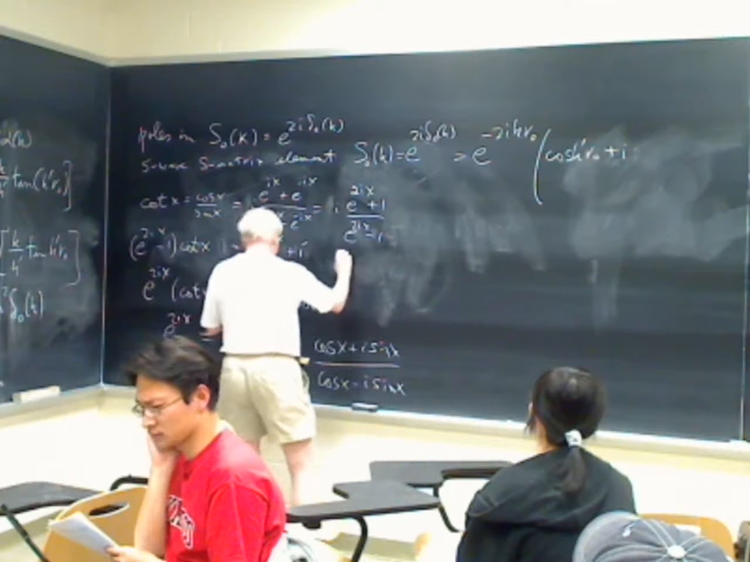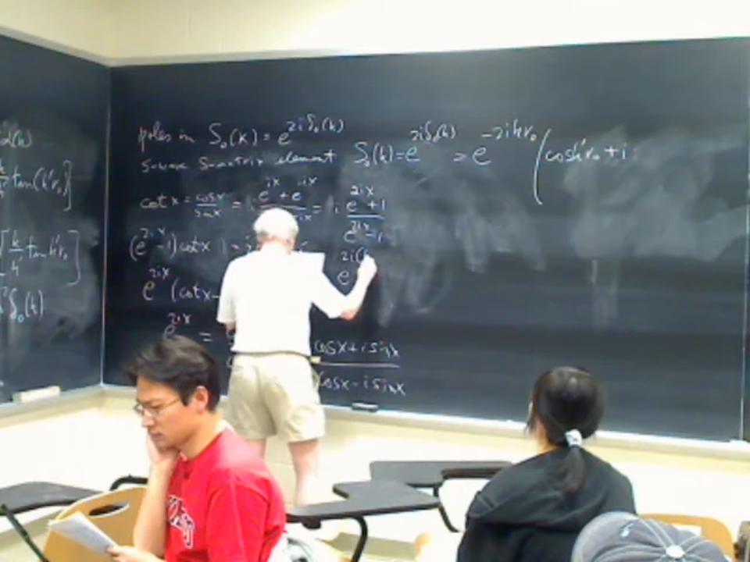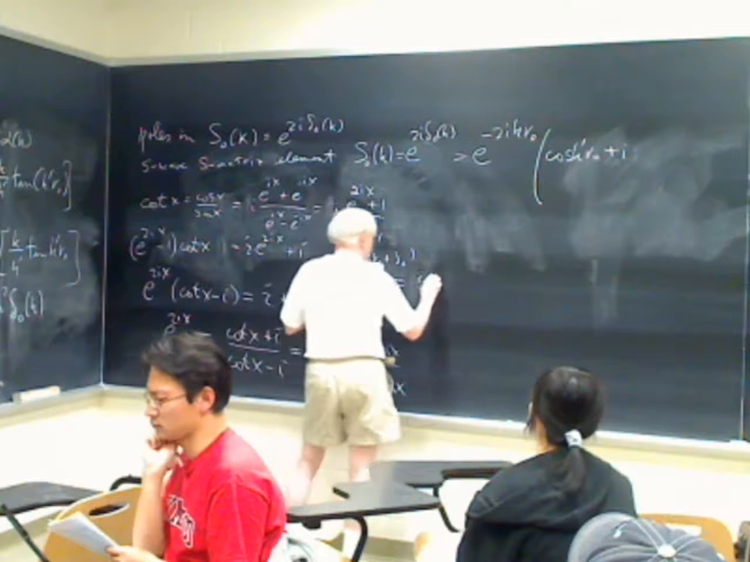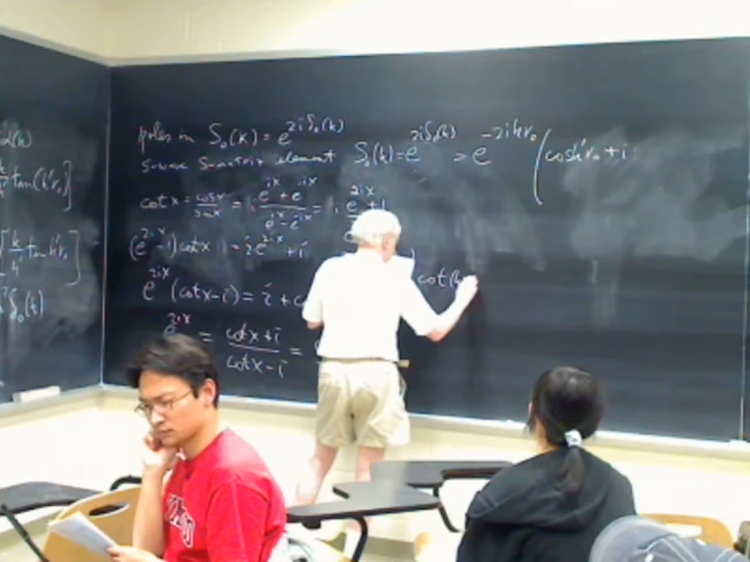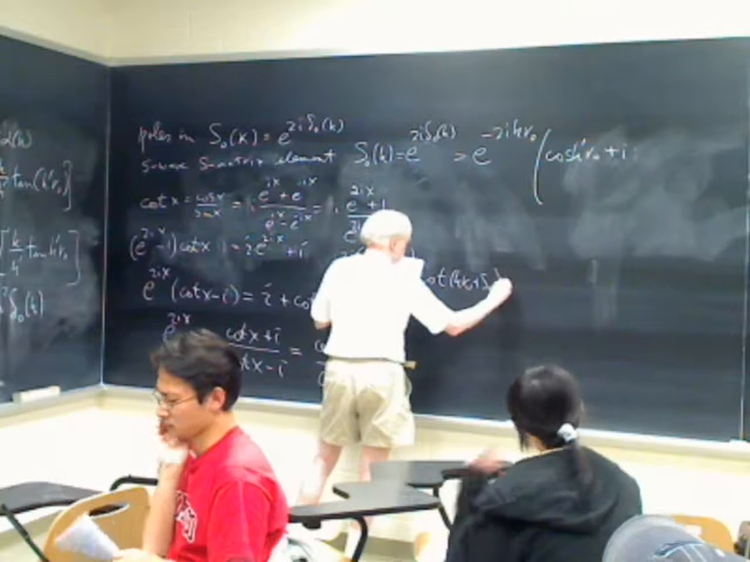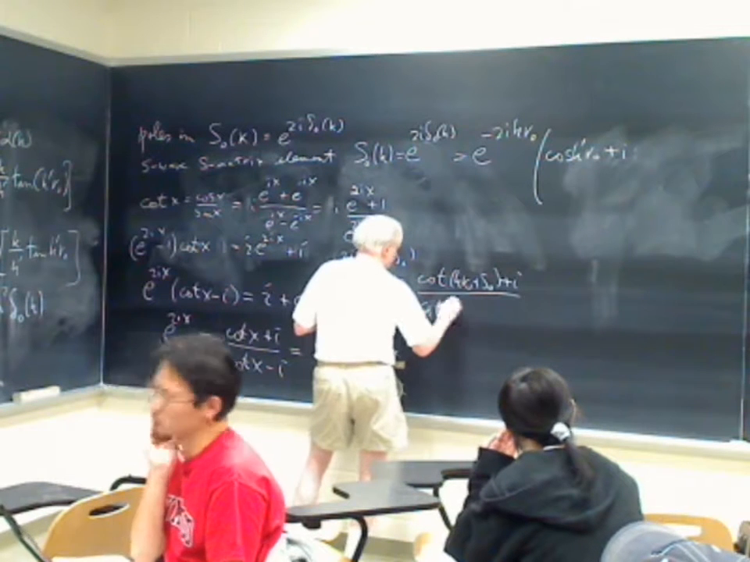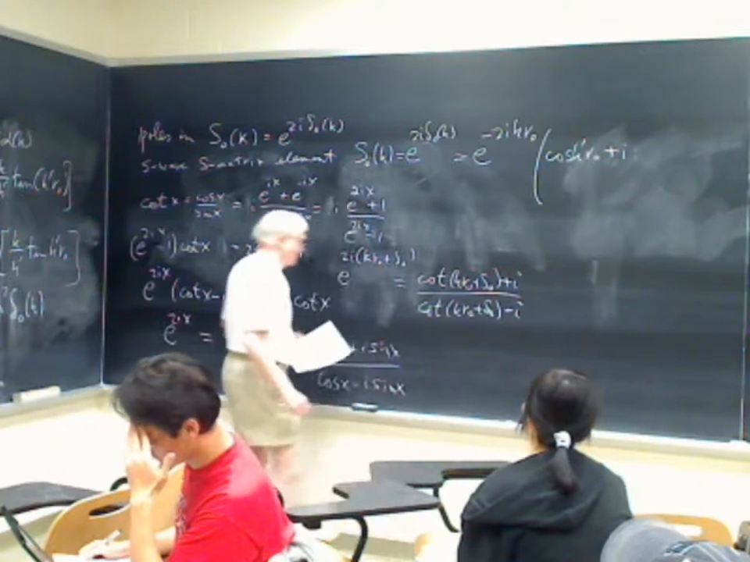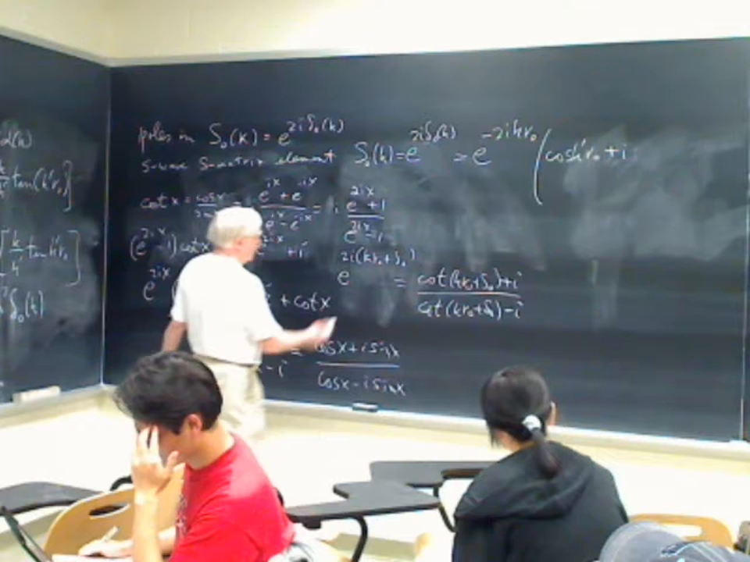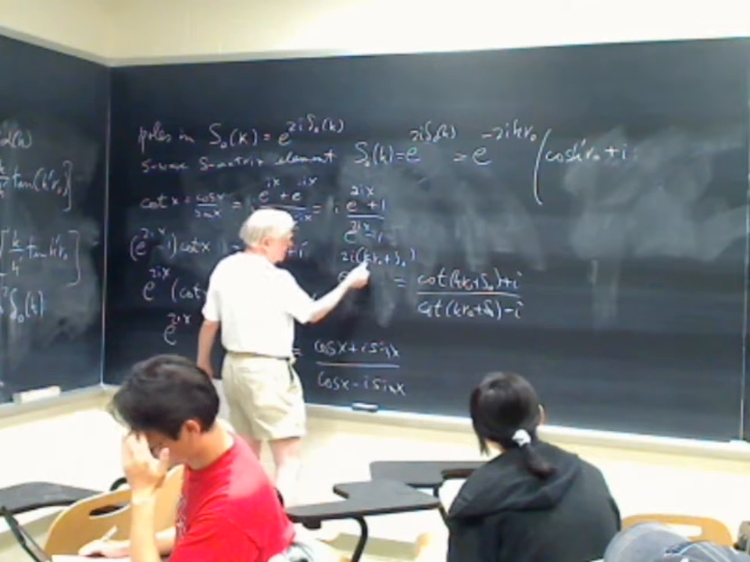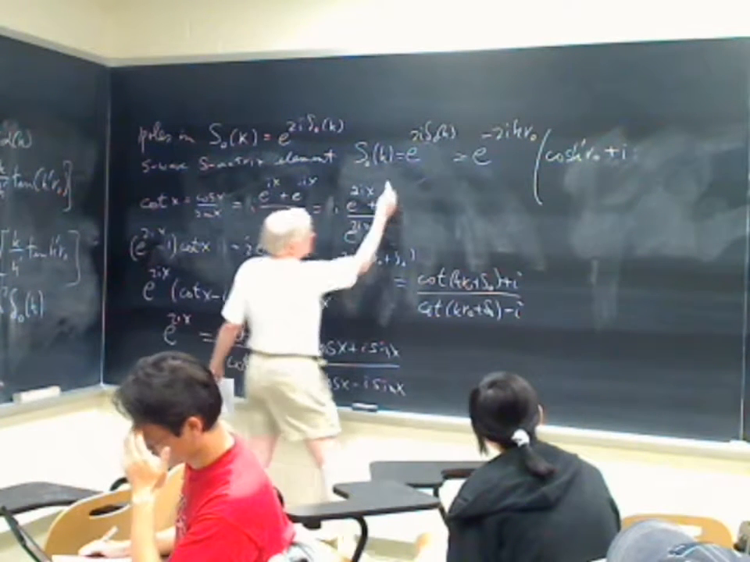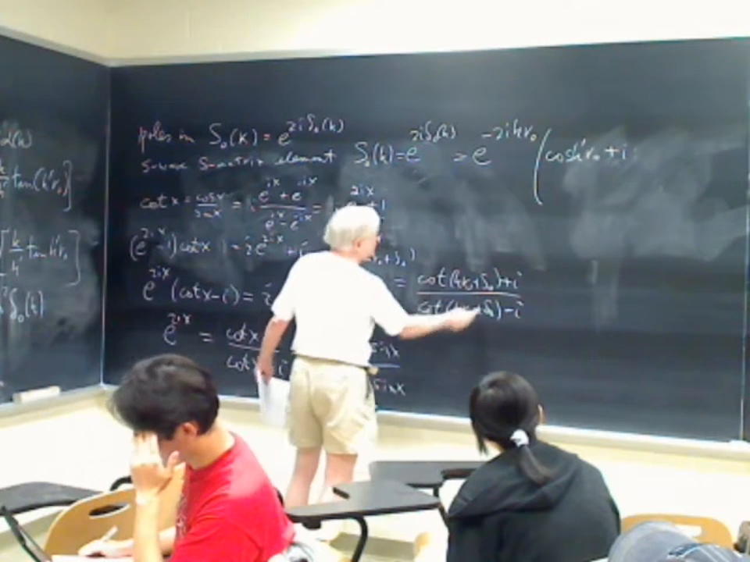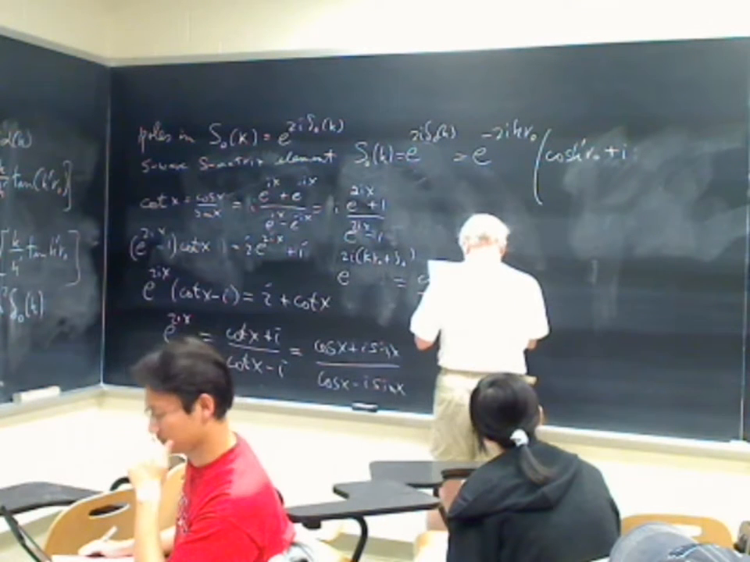The step I just skipped then is e to the 2i k r 0 plus delta 0 is equal to cotangent k r 0 plus delta 0 plus i over cotangent k r 0 plus delta 0 minus i. Okay, that's the step I skipped. So now we multiply both sides by e to the minus 2i k r 0, and that gives us this equation. And now we have this more complicated structure here.